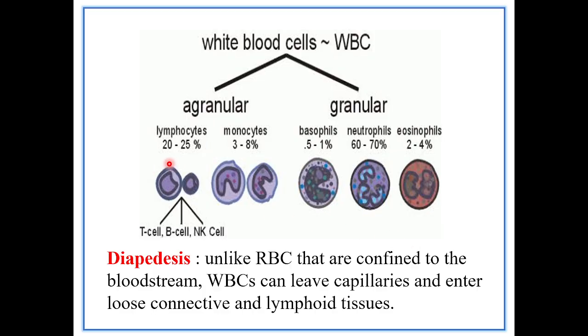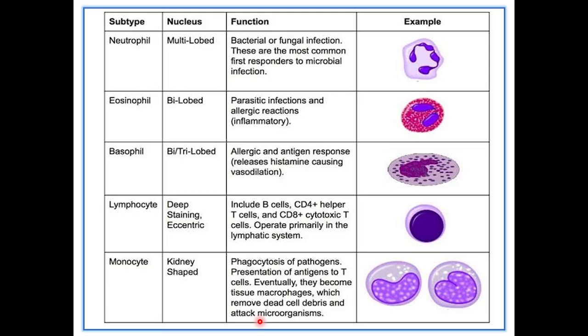Total lymphocytes constitute 20 to 25%, while monocytes are 3 to 8%. Neutrophils have an ample amount; they are about 60 to 70%, and eosinophils are 2 to 4%, while basophils are 0.5 to 1%. Diapedesis is a movement where, unlike the RBC that are confined to the bloodstream, WBC can leave the capillaries and enter the loose connective and lymphoid tissue. So this movement from capillaries to the loose connective tissue or lymphoid tissue is called diapedesis.